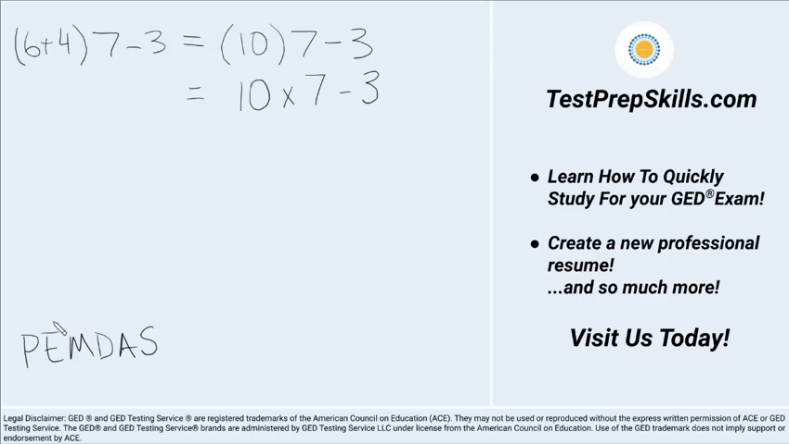Let's move on. Next, we have this E. That's exponents. We don't have any exponents in this question. So if you don't have something from our list, you just ignore it. You just move on to the next thing.